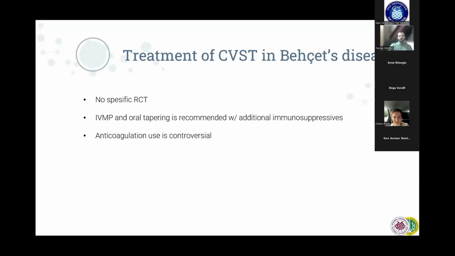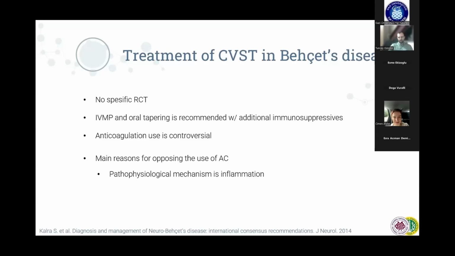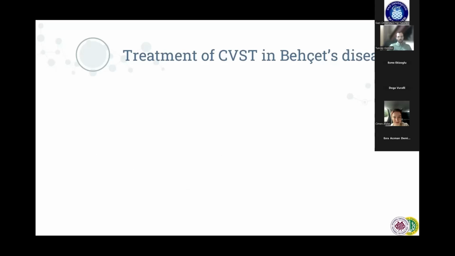There are some reasons opposing the use of anticoagulation. One of them is that the pathophysiological mechanism is different, which is mainly inflammation in Behçet's. The thrombus is firmly attached to the wall, and the other reason is that anticoagulation may increase the bleeding risk of major arterial aneurysms, which are one of the leading causes of mortality in Behçet's disease, namely pulmonary arterial aneurysms.